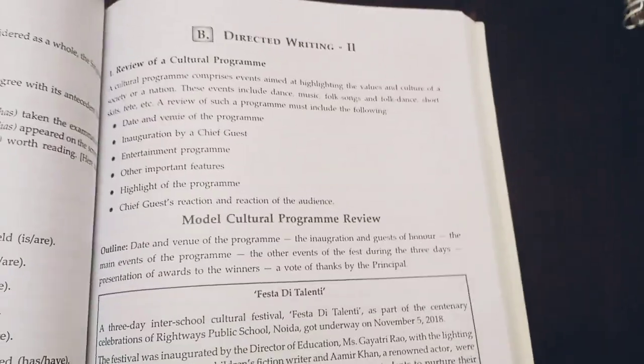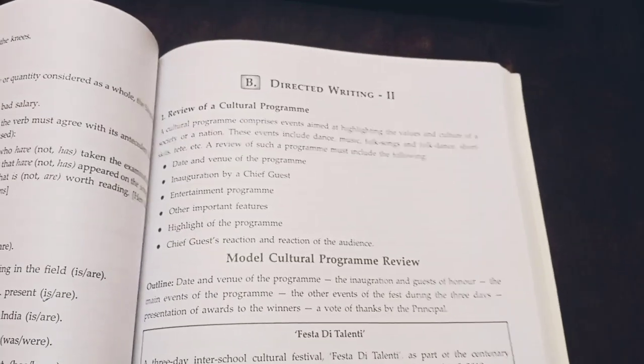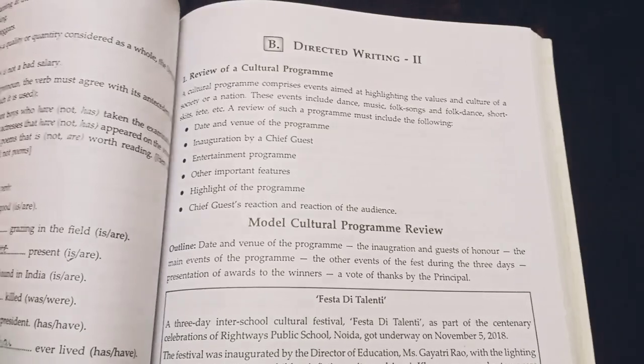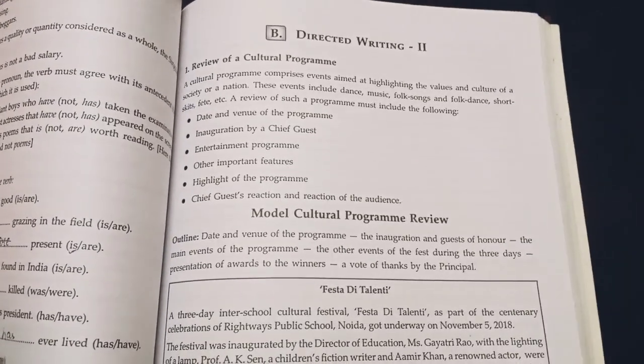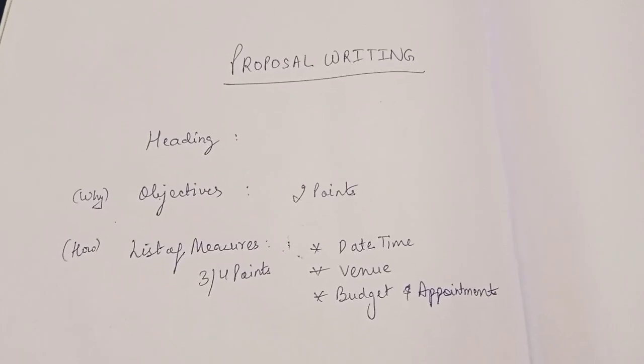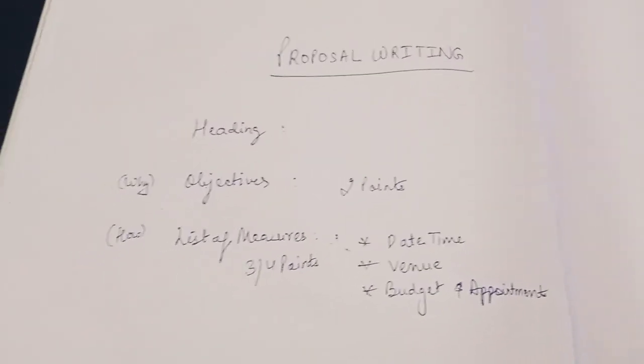In directed writing, they may ask you a lot of topics. They may also give you cultural program review or travel brochure under the heading of article, so you must be prepared for all of that. And when you attempt your proposal writing, it is of 8 marks. Try to grab these 8 marks.